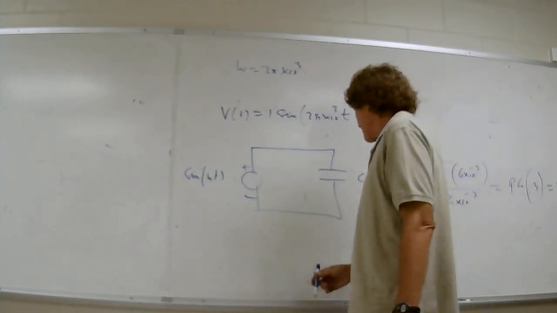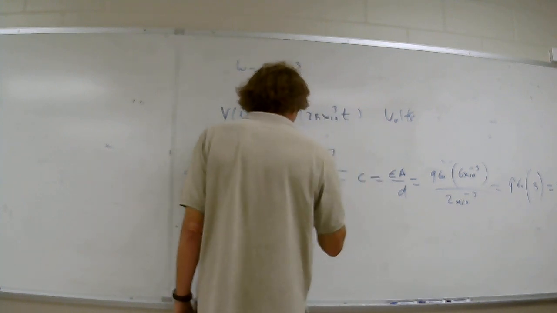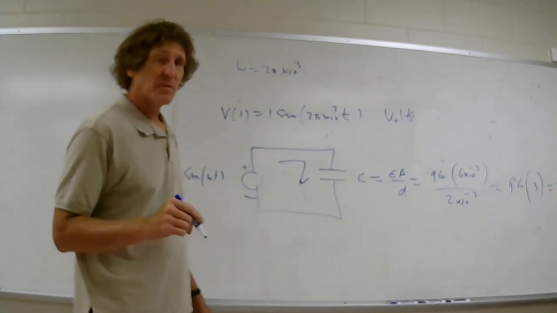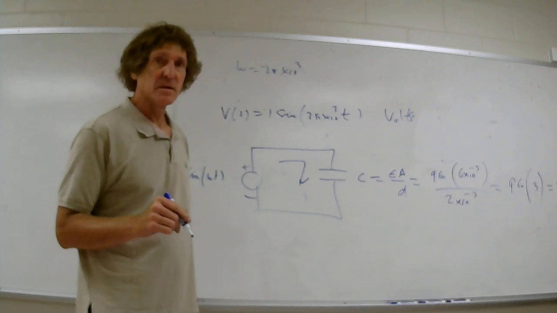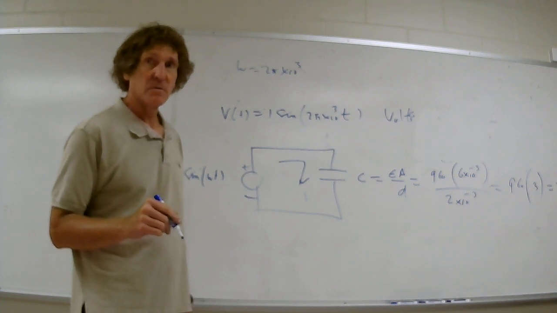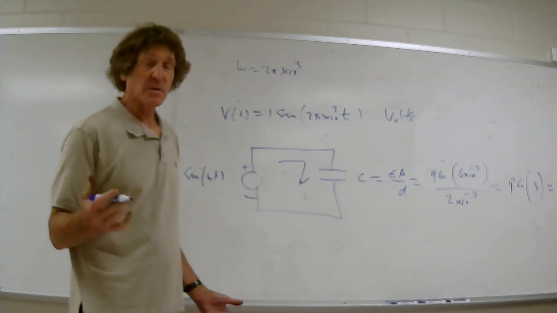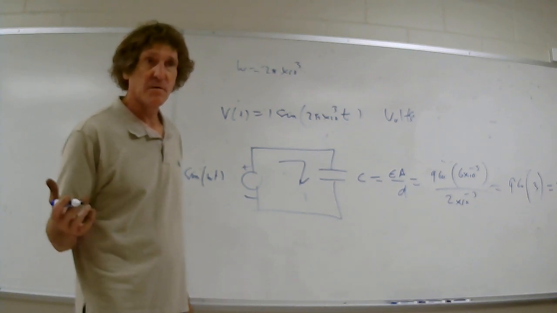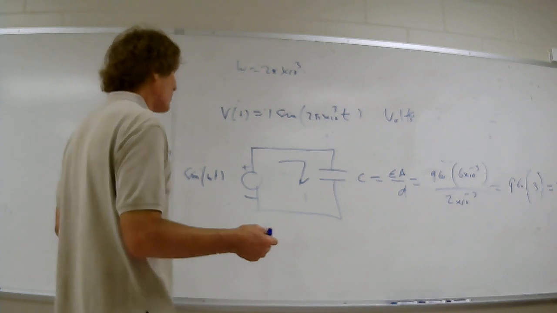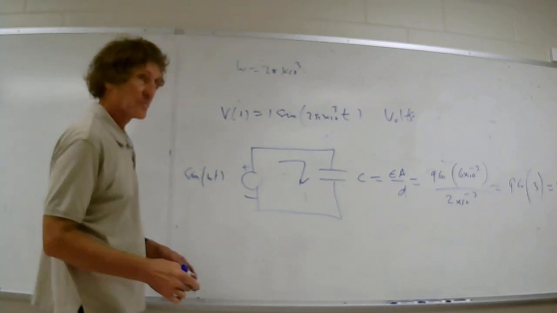Now, they want the current through here versus time, or they want a magnitude? Can you tell me? They want to determine the displacement current. That's all it says. It doesn't say in time or not. All right, well, if you wanted it in time, what would you do?